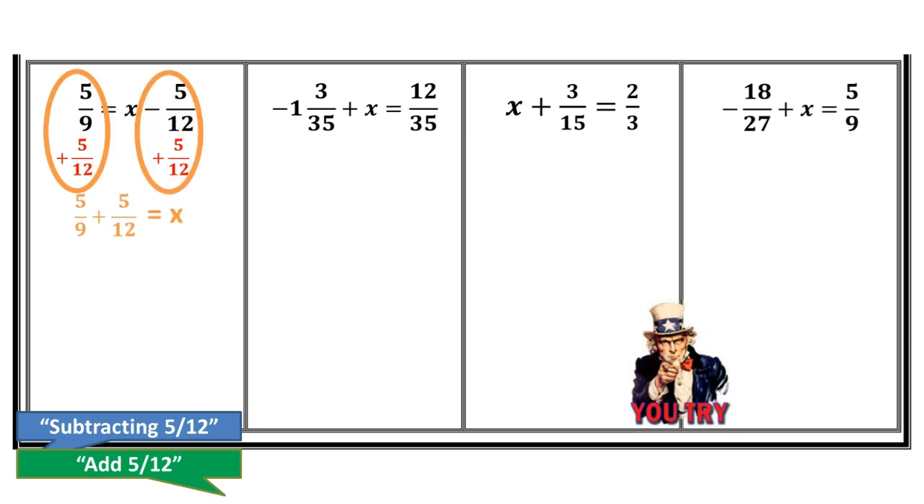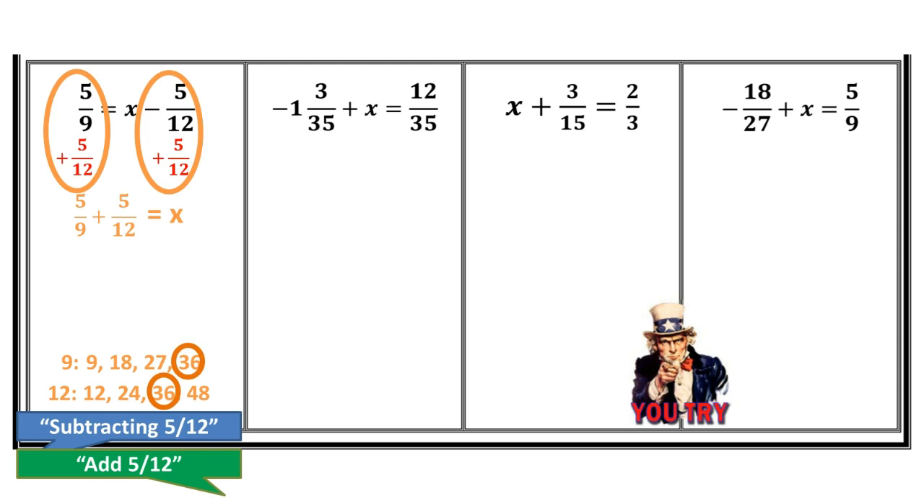On the left, I need to add those fractions. They have unlike denominators, so I need to find my common denominator. I take my denominators 9 and 12 and list out the multiples. 9 times 1, 9 times 2, etc. 12 times 1, 12 times 2, etc. The smallest value in both those lists is 36.